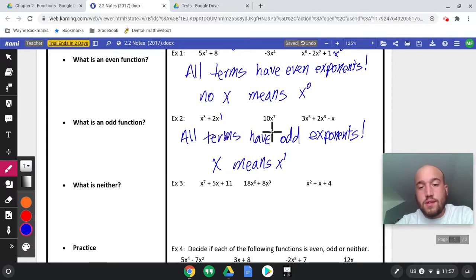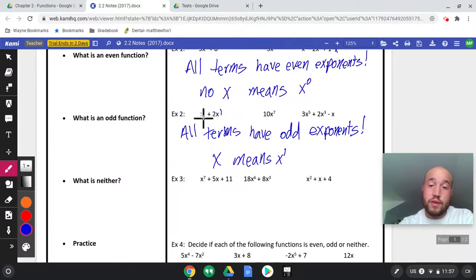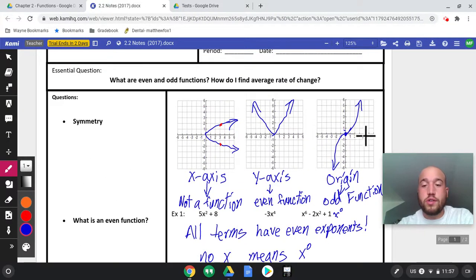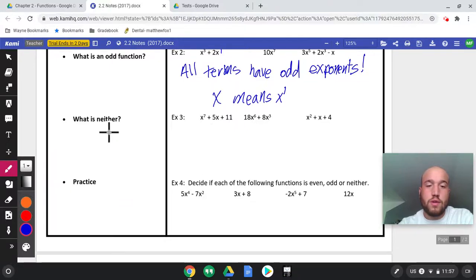This next one's odd because 10x to the seventh, the 7 is odd. This last one has 3 terms again, but 5, 3, and a 1 all are odd, so it's an odd function, which tells us, before we even graph these, they're going to be symmetric around the origin. Okay? So now, our next example here. What if it's neither? If it's neither, that means that it's got a combination of even and odd exponents.